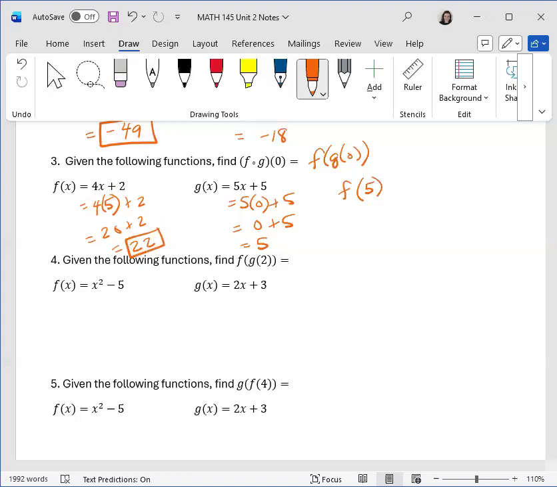Okay, number 4, we want to evaluate f of g of 2. Substituting 2 into g's function, we would have 2 times 2 plus 3, which would give me 4 plus 3, or 7. Substituting 7 now into f's function would say 7 squared minus 5, or 49 minus 5, which is 44.